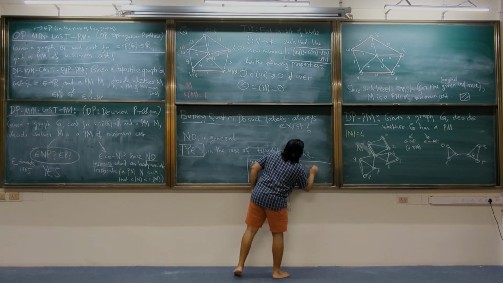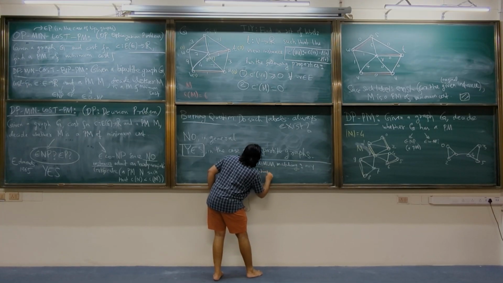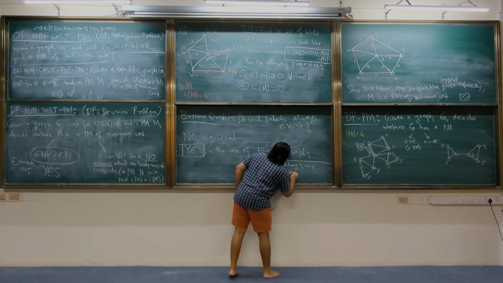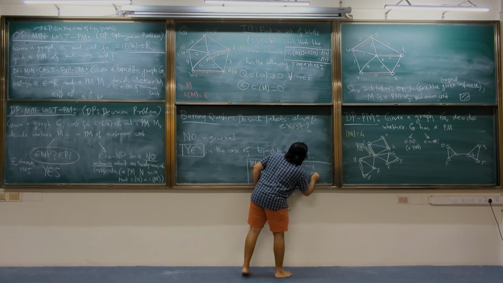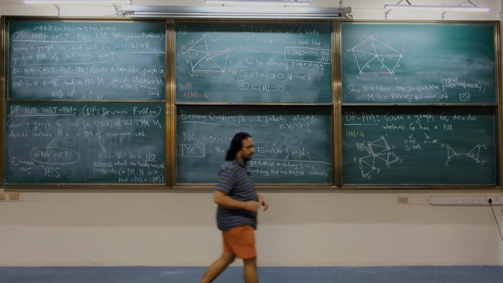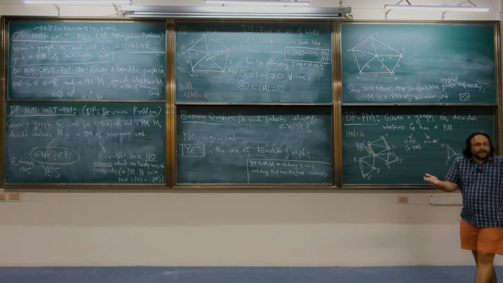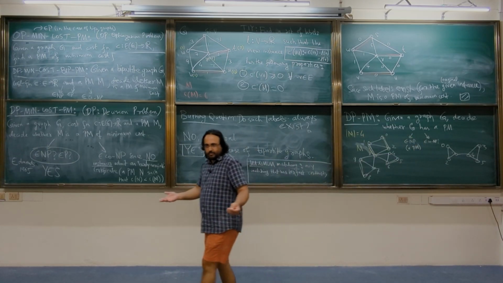Any matching that has largest cardinality amongst all matchings. Okay. And now you can ask the optimization problem. Given a graph, find the maximum matching. So now there is no cost, or if you like, the cost of each edge is equal to 1. Right?